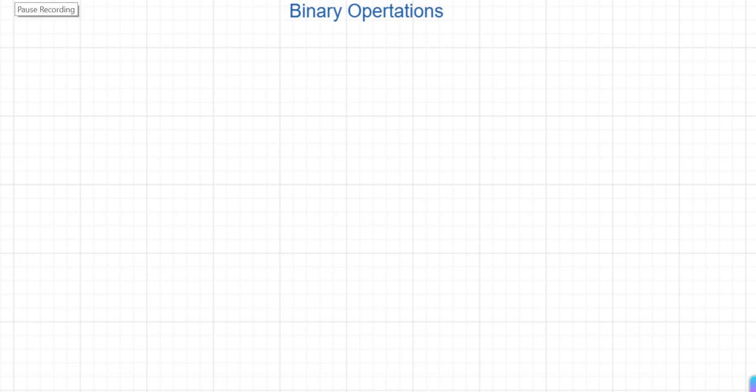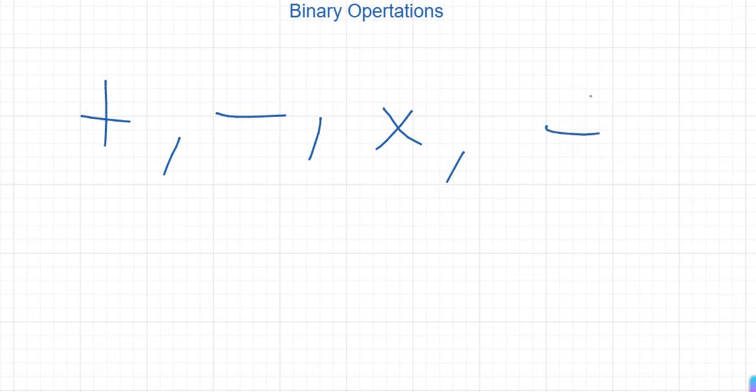So in this video, we'll be looking at what we call binary operations. Binary operations is basically, the word binary speaks of two elements or two terms, or anything that deals with you actually working on two things, and the operation speaks of the regular four basic operations: addition, subtraction, multiplication, division.